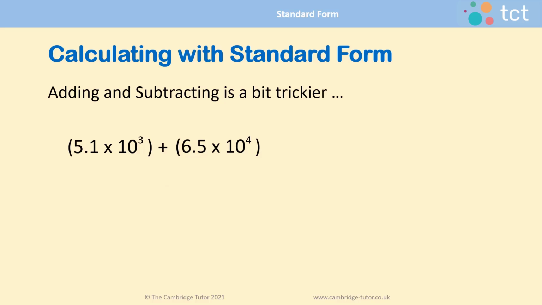I'm going to do the same calculations, but using the other method. Some schools teach this method, so it's a good idea to understand how it works, just in case. We need to make the powers the same. So we have 5.1 times 10 to the power of 3, add 6.5 times 10 to the power of 4. I always make them the same as whatever the bigger one is.